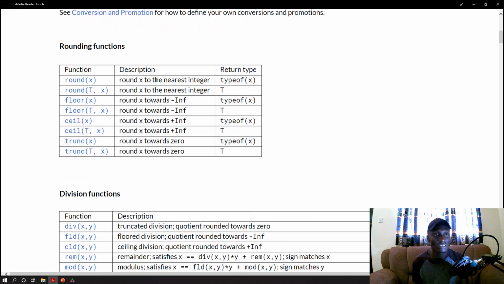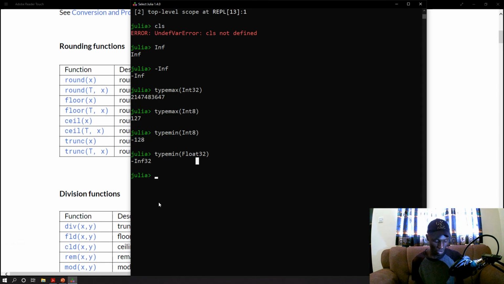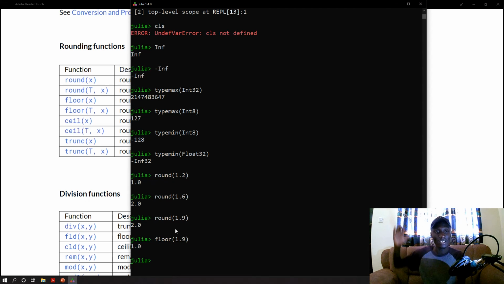So round rounds a number. Let's say you have a number like round 1.1. You see, it gives you 1.0. For 1.2, it rounds. What about a number like 1.6? You see, it rounds either up or down depending on the basic rounding of numbers. Besides round, we have floor, which always returns the lower. Even if it was 1.9, it will always return 1. So floor returns the lower number, and then ceil returns the upper.